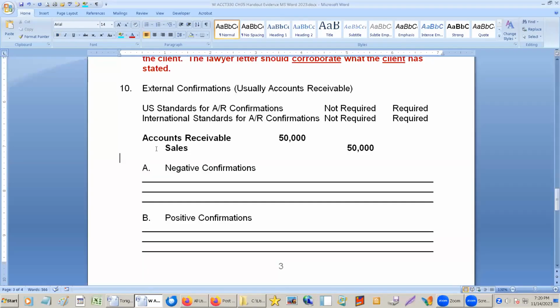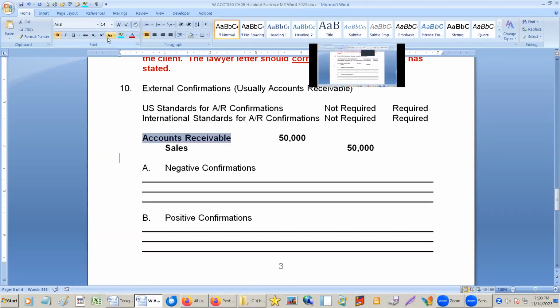So you go to, let's say you're at IBM. IBM has their own customers. You can send out confirmations to their customers, IBM's customers, to see if they're real still. And then the confirmation will basically say, do you owe IBM $50,000? And they come back yes or no. If it's no, then say, okay, well, what do you owe them? What's wrong and all that kind of stuff. So these confirmations are to check on accounts receivable.